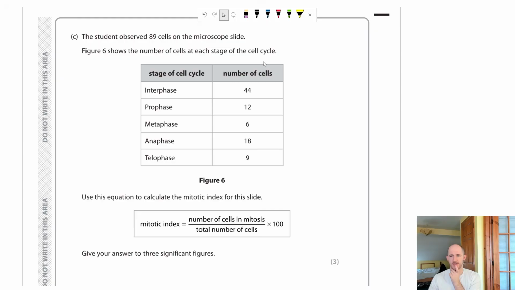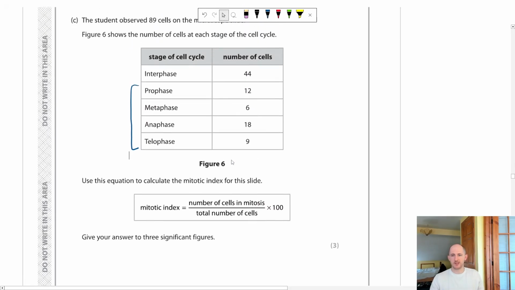Student observed 89 cells on the microscope slide. These are each stage of the cell cycle, prophase, prometaphase, anyways. Use this equation to calculate the mitotic index. So the number of cells that are actually doing mitosis over the total number of cells. So it's not going to be 89 over 89. Which of these phases actually have mitosis happening? It's all of them that are not interphase. Interphase is this kind of like in-between phase between stages of cell division.